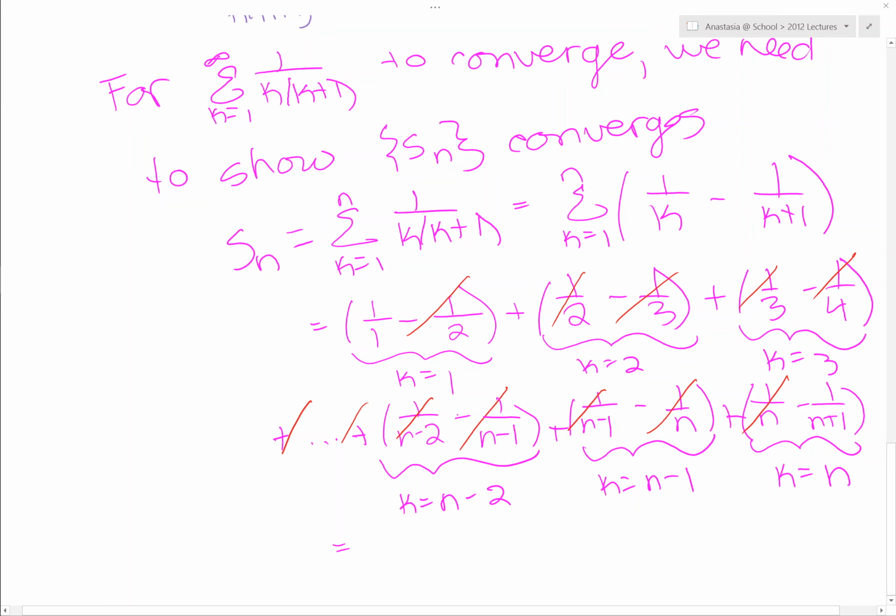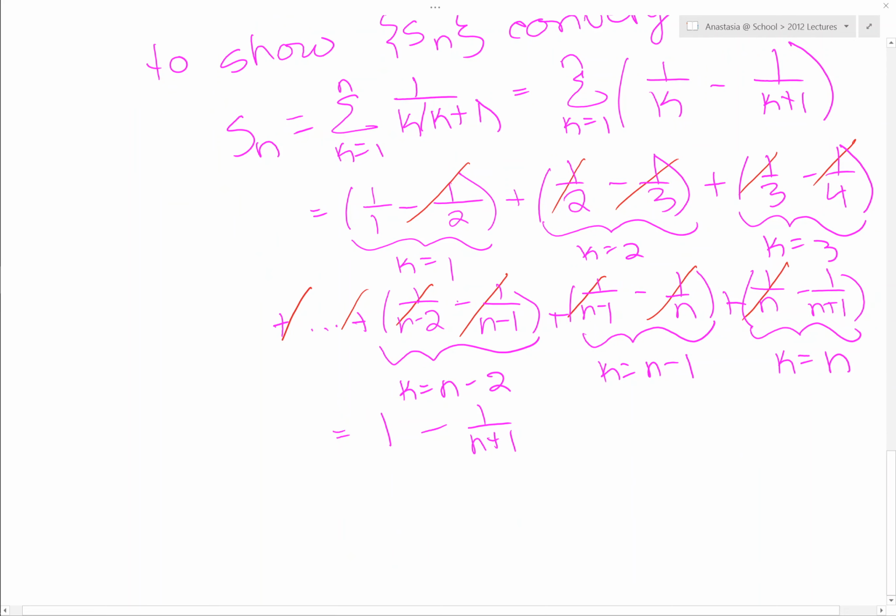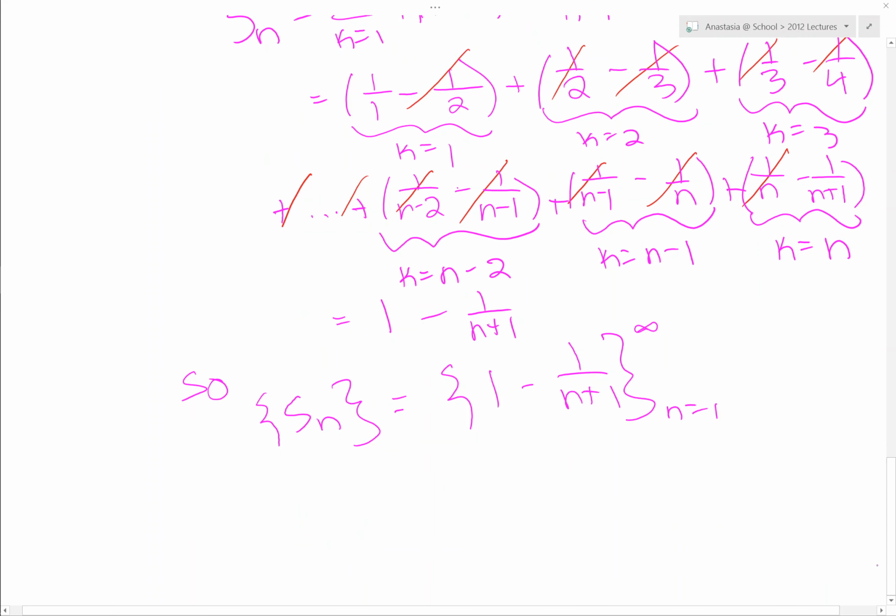So we are left with 1 minus 1 over n plus 1. In other words, our sequence of partial sums looks like the sequence of 1 minus 1 over n plus 1, and this is true for n equaling 1 to infinity. So we need to figure out whether this sequence converges or not. With a sequence, the way to determine if it converges or not is to look at the limit as n goes to infinity. So we're going to evaluate the limit as n goes to infinity of 1 minus 1 over n plus 1.